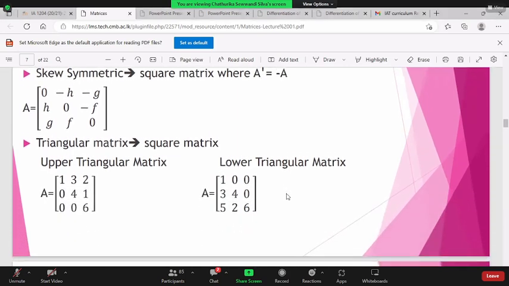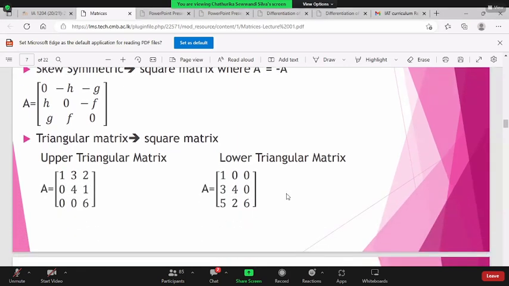So the next one is the triangular matrix. The first qualification to be a triangular matrix is again that it is a square matrix. Under the triangular matrix there are two types: upper triangular matrix and lower triangular matrix. What is the difference between them?